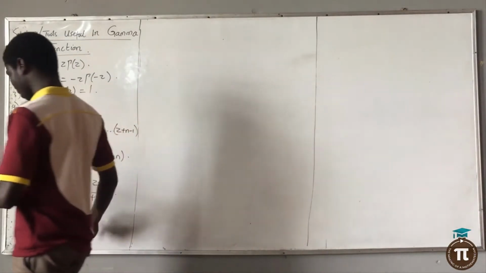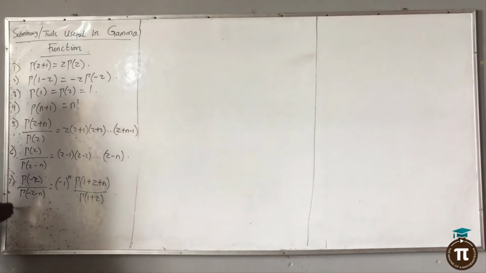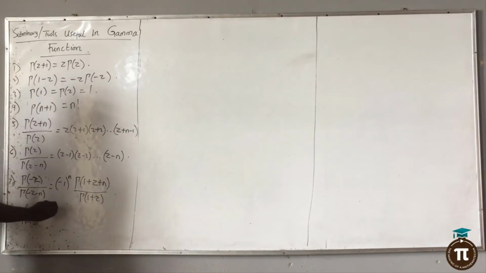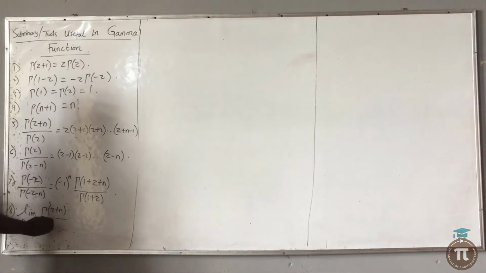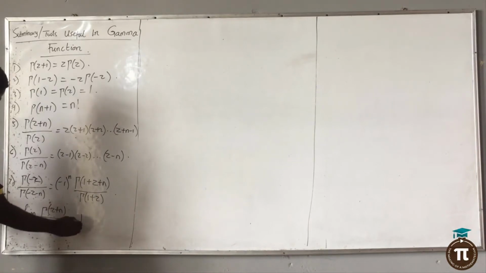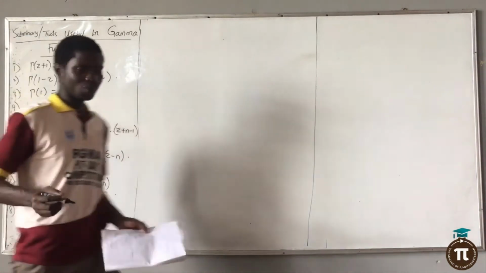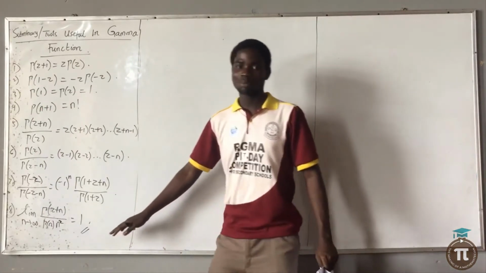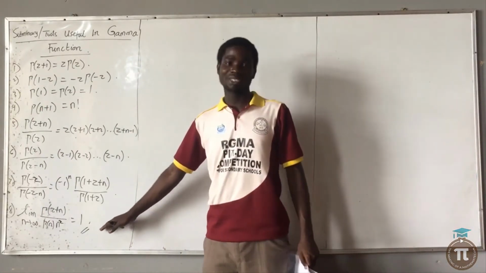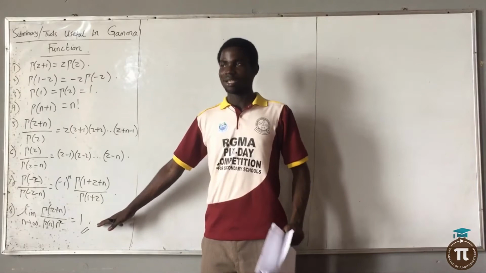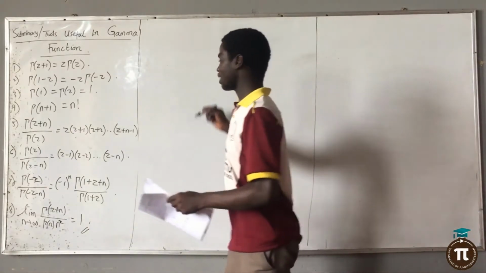Then number 8, limit as n goes to infinity of gamma of z plus n all over gamma of n, raised to power z, is equal to 1. This is also another property of the gamma function you need to know. It's also part of the tools. The next one, number 9.